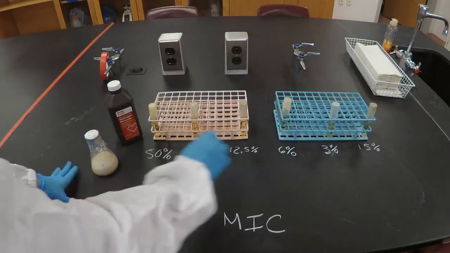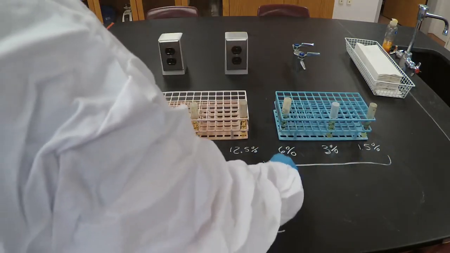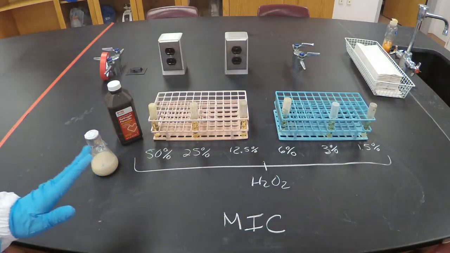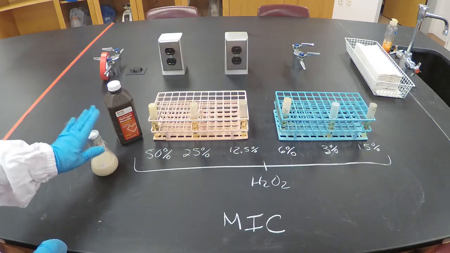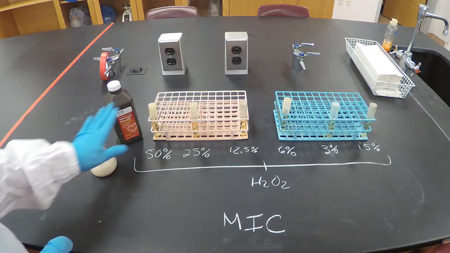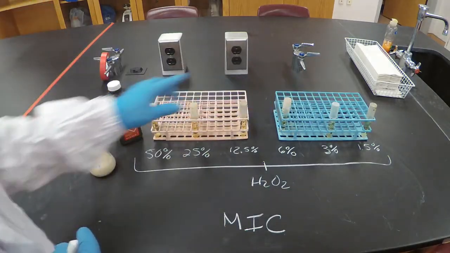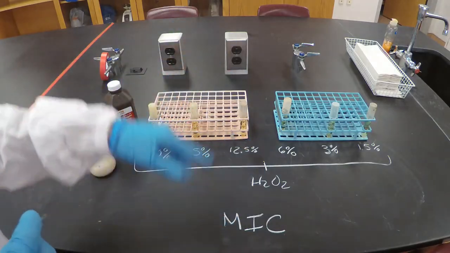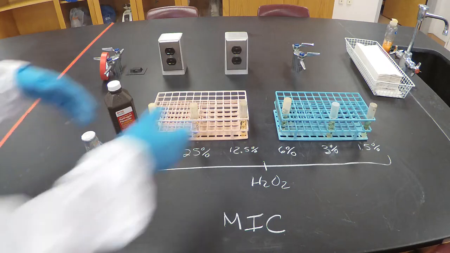Okay, so they all have hydrogen peroxide. You need to add the same amount of the bacteria, so I'm going to add 1 milliliter of this from this flask here, 1 milliliter here, 1 milliliter here, 1 milliliter here, 1 here, and 1 milliliter to the last tube. Once I have them all with the same bacteria, I'm going to incubate them overnight. And I did that, and this is what I got.